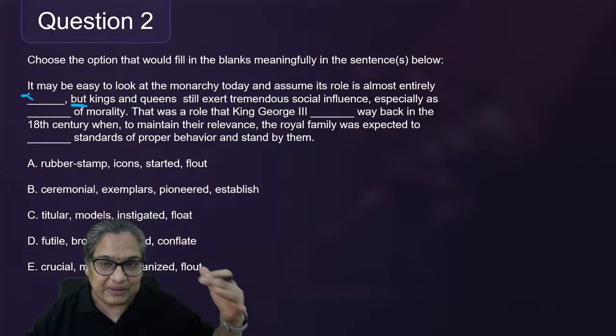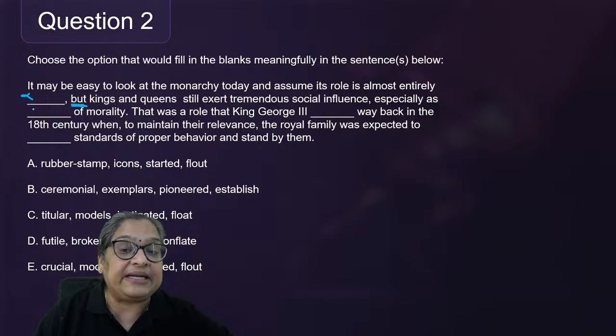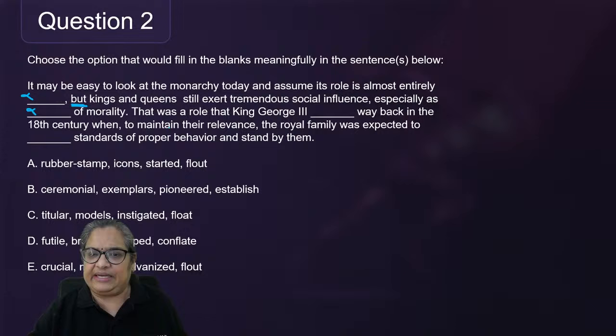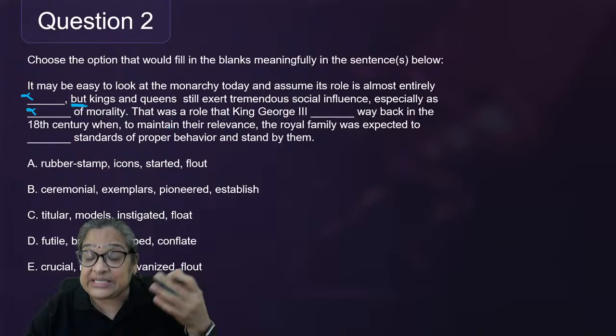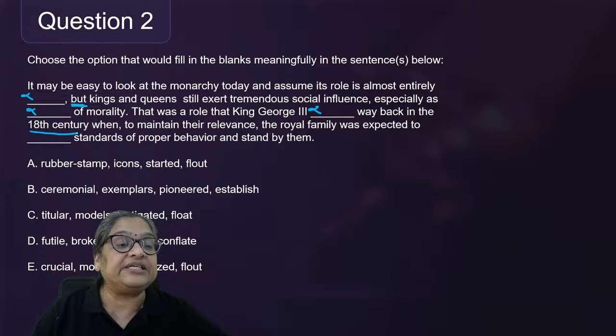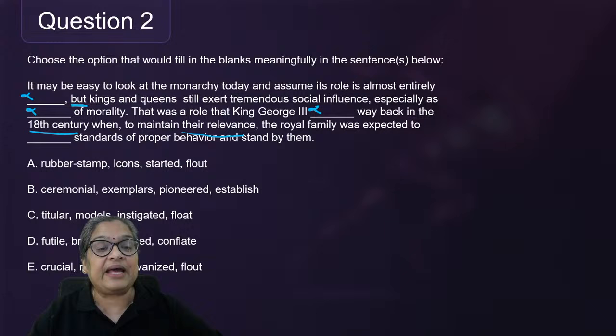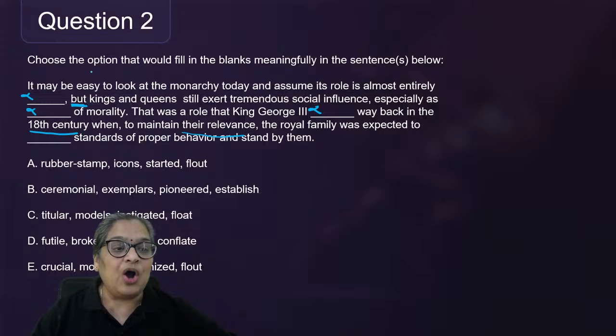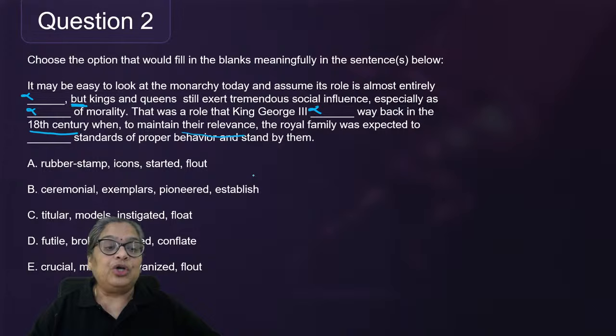Especially as a dash of morality, especially as what of morality? Kings and queens today have tremendous social influence, especially as dash of morality. What are they seen as? Examples? What are they seen as? Models, examples, icons, maybe. That was a role that King George III dash way back in the 18th century. So did he start it way back in the 18th century to maintain their relevance? He knew the royal family has to remain relevant, so I have to do something of their influence as a dash of morality. All right, to dash standards of proper behavior and stand by them.